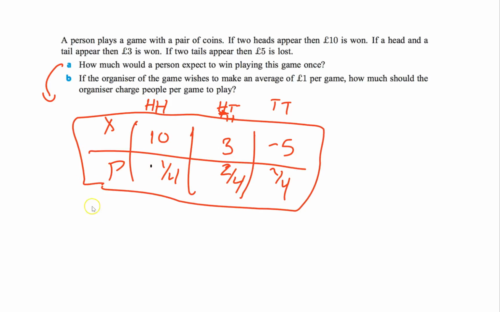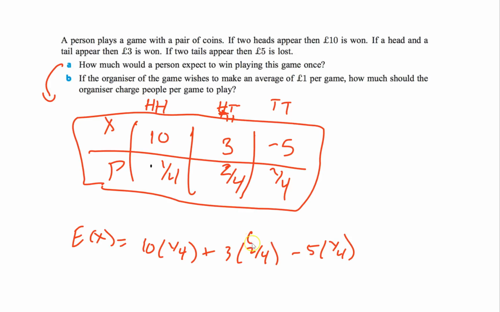And now if we want to find the expected value, all we do is, it's a table. We multiply and we add. 10 times 1/4 plus 3 times 2/4 minus 5 times 1/4. If you add all that up, this is 6, this is -5, this is 10. 16 minus 5 is 11 over 4. The expected value on each turn is 9 over 4, or 2 1/4, or $2.25 pounds, whatever. That's how much you expect to win if you play it once.